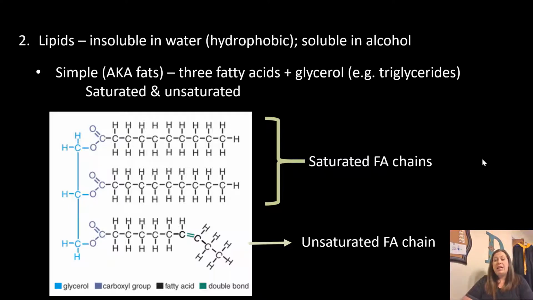On the other hand, if they are not completely saturated with hydrogens and they contain a double bond between the carbons like you see in the last chain, that's called an unsaturated fat. There's some spaces missing from hydrogens, and so it's unsaturated.